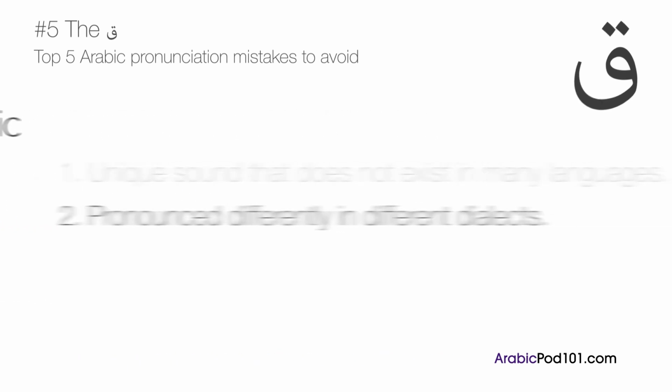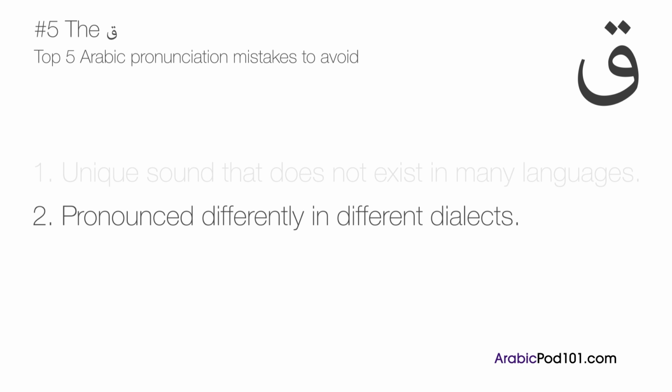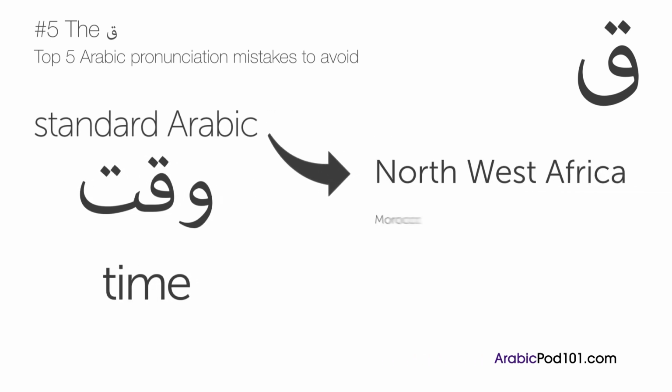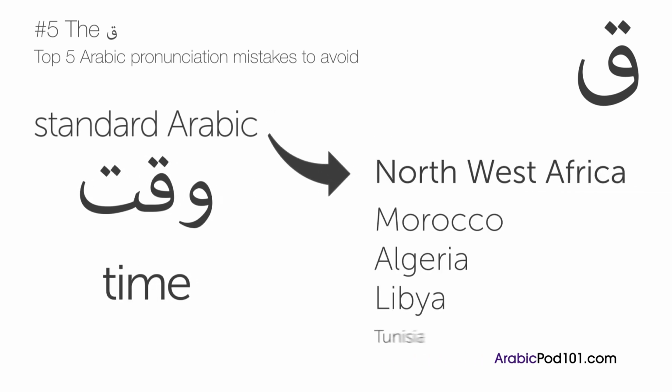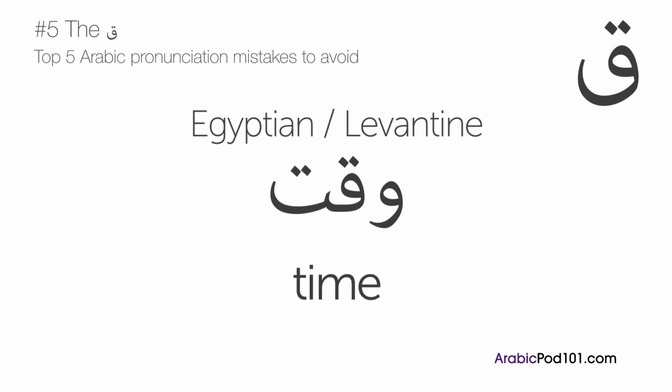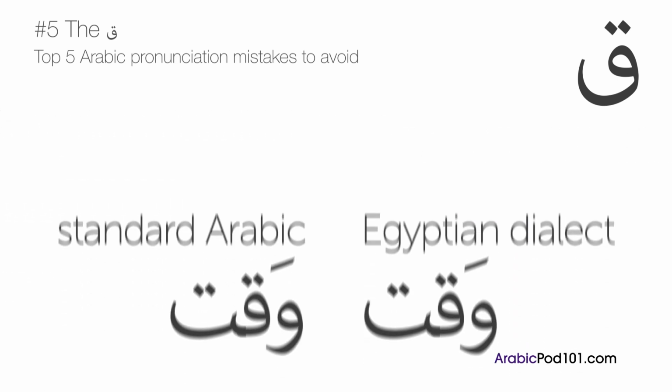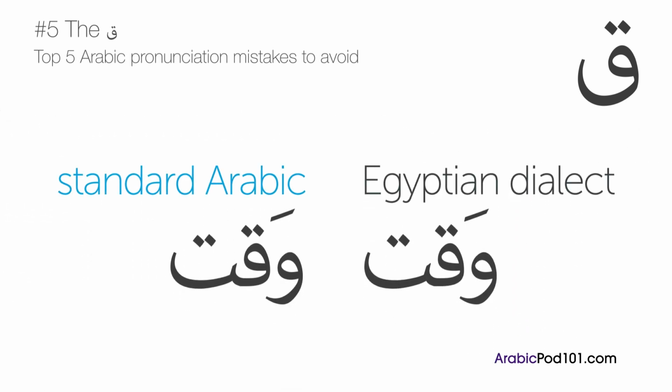The second aspect is that this letter is pronounced differently in different dialects. The previous pronunciation occurs in Standard Arabic and in the Arab countries of Northwest Africa, like Morocco, Algeria, Libya, and Tunisia. In Egyptian and Levantine dialects, this letter is a glottal stop, like the stopping sound in uh-oh. Compare the pronunciation of this letter first in Standard Arabic and then in Egyptian dialect.